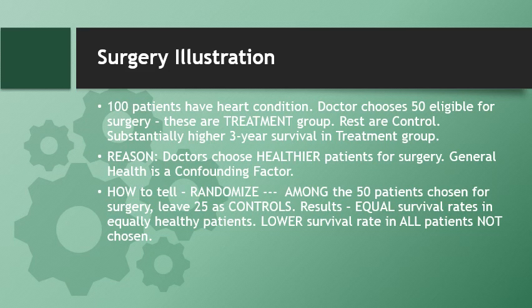So how can we solve this problem? Well, one very simple way is to take the 50 patients that the doctors have chosen and among them choose 25 of them as controls and give 25 to the doctors to operate. So now these patients have been chosen by the doctors, so they are equivalent in terms of this factor.